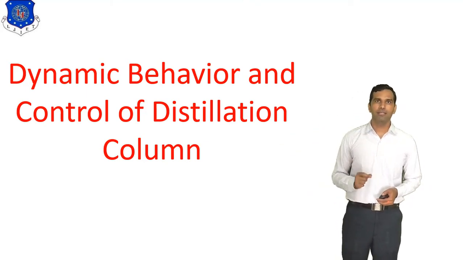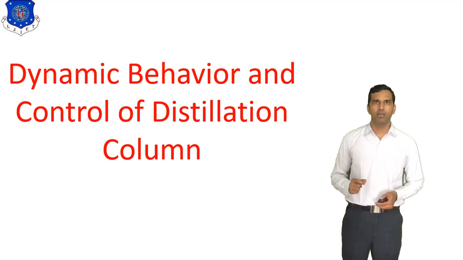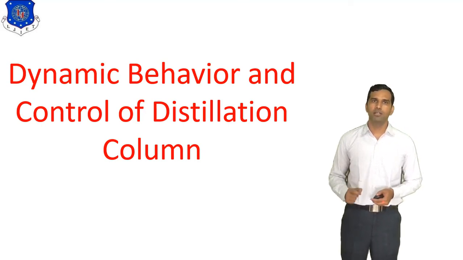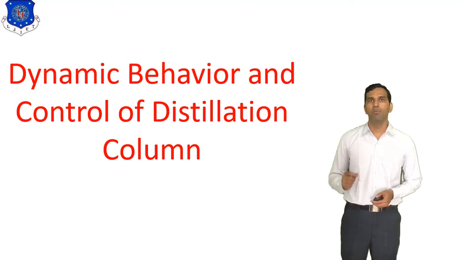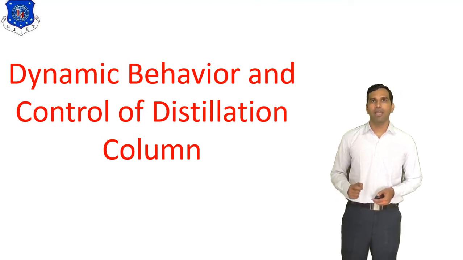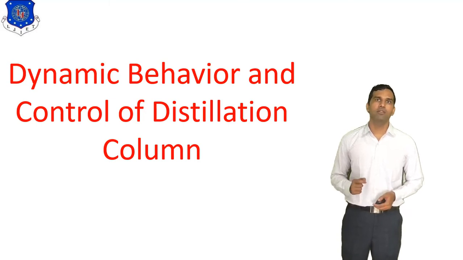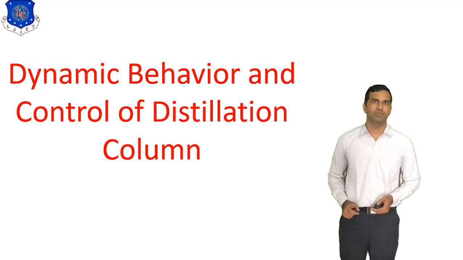So, in this chapter, we learn about the distillation column. We will learn what distillation is, the dynamic behavior of the distillation column, and the different types of control schemes used in distillation columns. That means overhead control and bottom control we will learn in this chapter. So now we start the basic introduction of distillation.